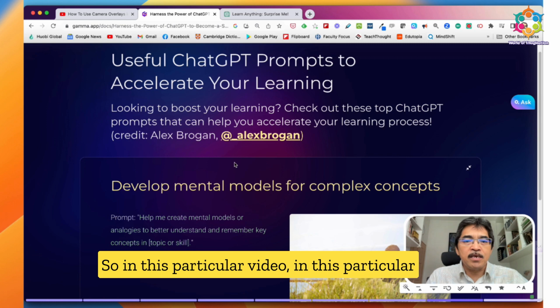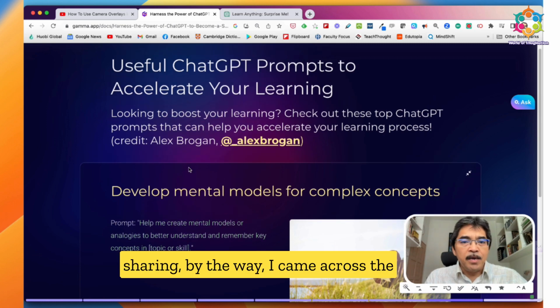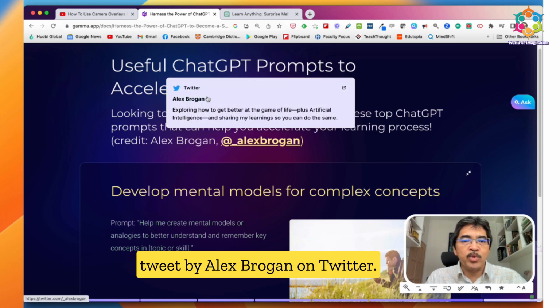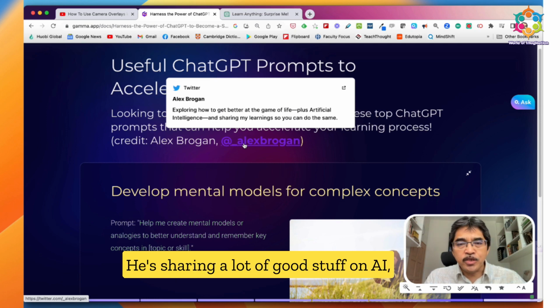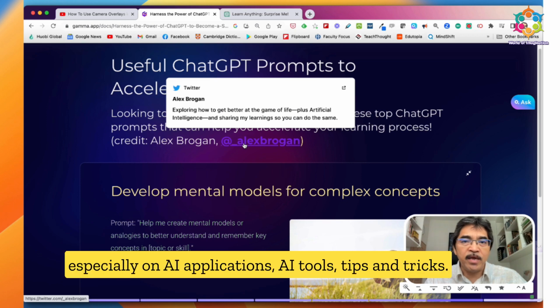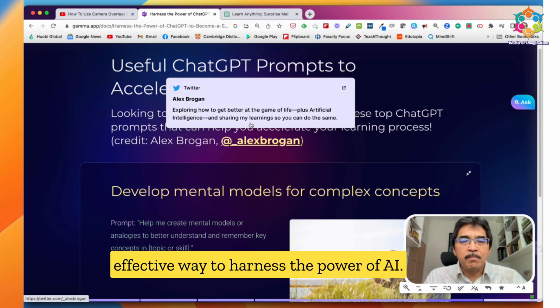So in this particular sharing, by the way, I came across the tweet by Alex Progan on Twitter. This is Alex Progan. If you're on Twitter, maybe you want to follow him. He's sharing a lot of good stuff on AI, especially on AI applications, AI tools, tips and tricks, how we can use AI in the most effective way to harness the power of AI.